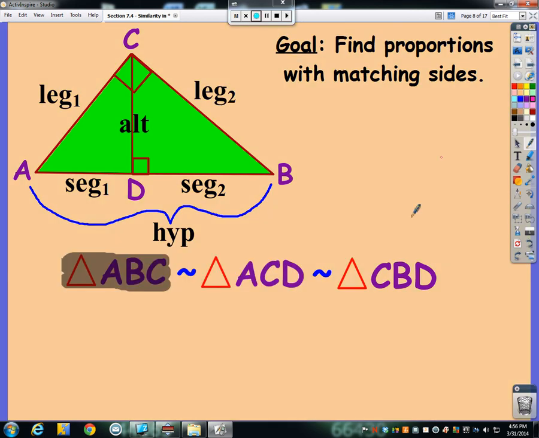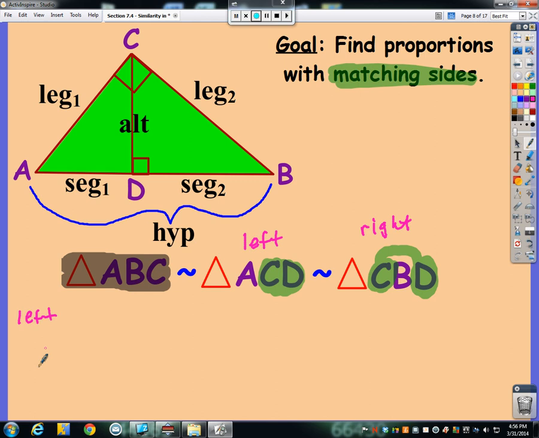Now, the last scenario is when we ignore the big triangle and we focus on the two smaller triangles. So now again, let's find our matching side here. So what two letters are the same? Oh, what? C and D. And again, notice they're not in the same positions. That's fine. So let's call this guy the left triangle and this guy the right triangle. So as I'm setting up my proportions, we'll have left over right, and we'll have another left over right.